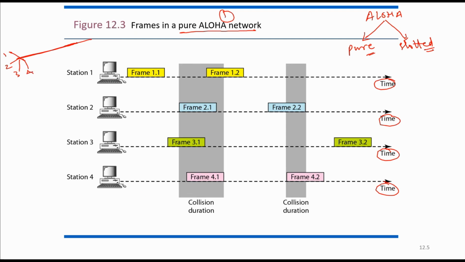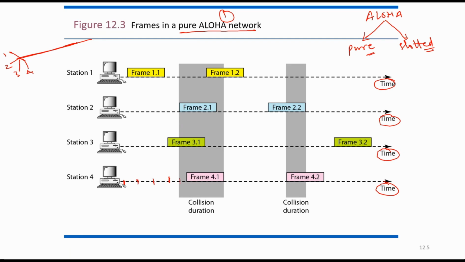Suppose at this time no station has sent data. At this time only station 1 has sent data, that is frame 1.1, meaning the first frame of station 1. Up to here there is only one frame, so there is nothing to worry about. At this point you can see there is a frame only from station 3 and no other frames, so there is no worry. That means through this channel it can easily pass.